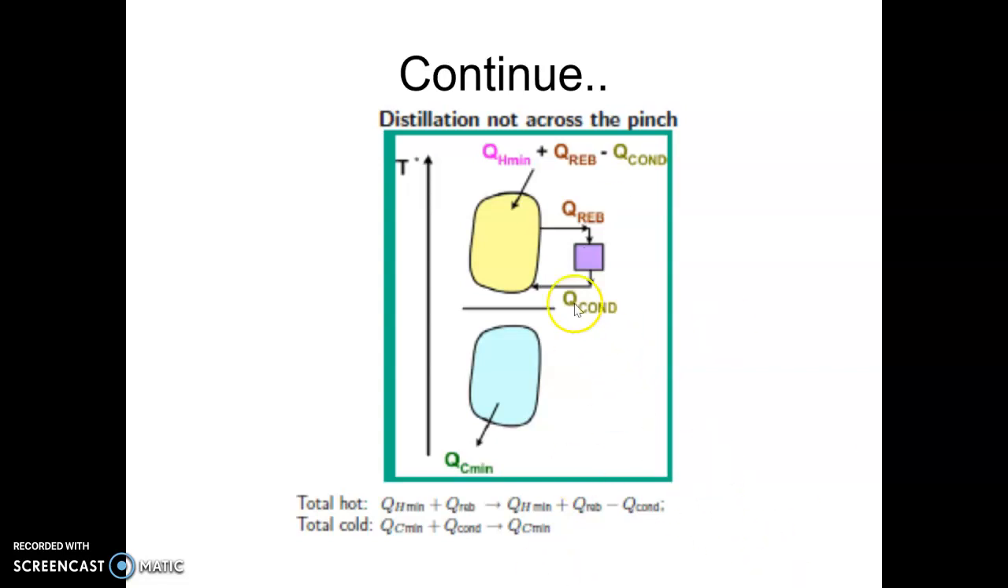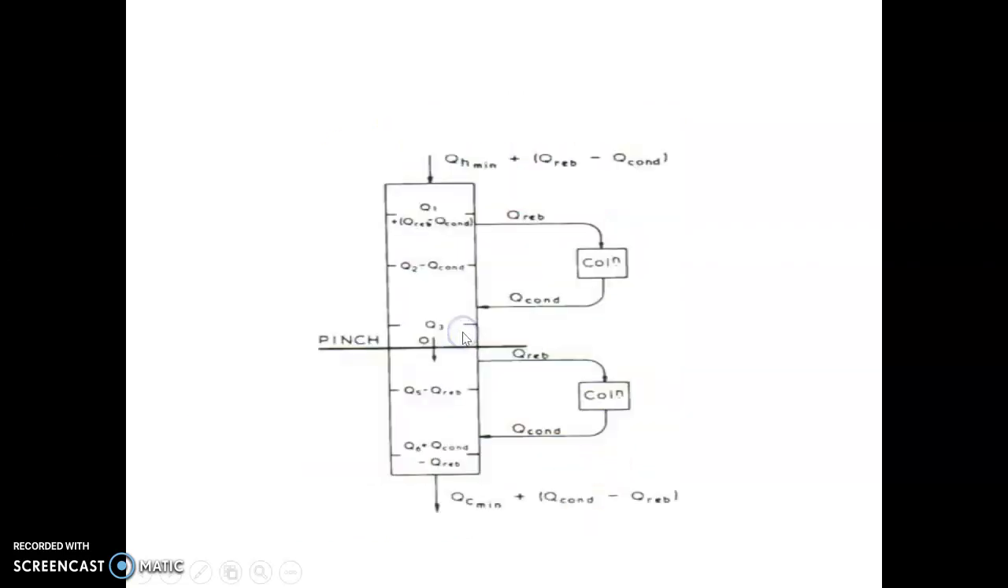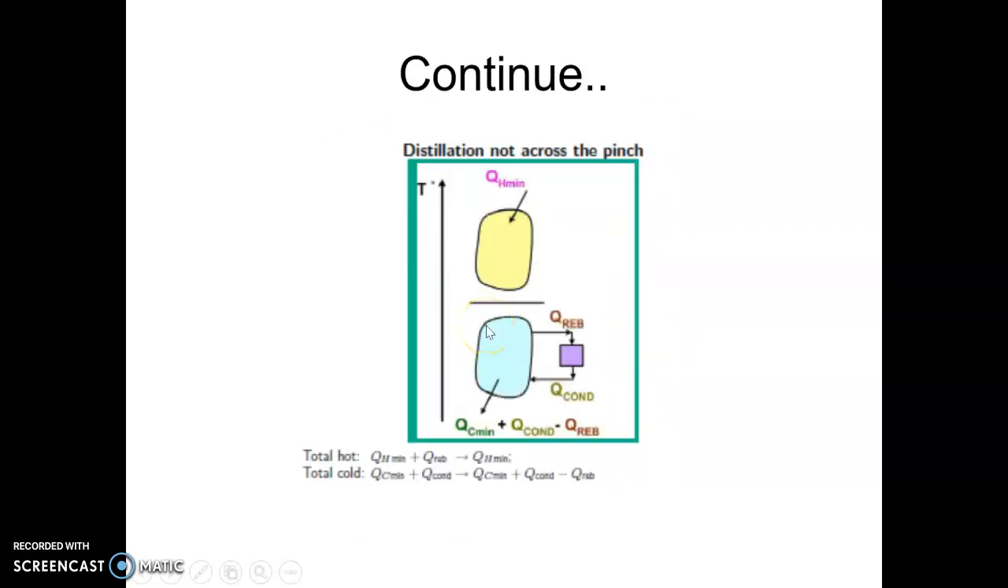And earlier, when there were two separate things, that is process and column, I required QC minimum and Q condenser. But in the newer case, after the integration, I only require QC minimum. So basically, I require only QH minimum and QC minimum for both the distillation column and the process itself. So integrating a distillation column above pinch will certainly help me save energy, and in the same way I can save energy when I integrate the distillation column below the pinch area.